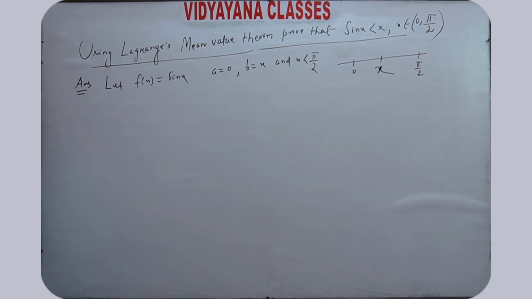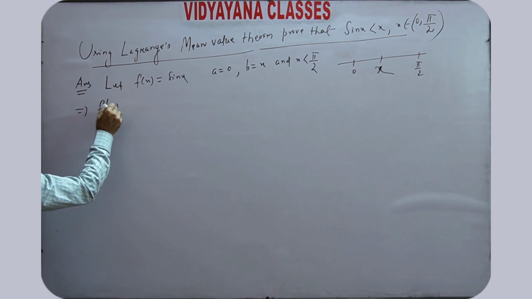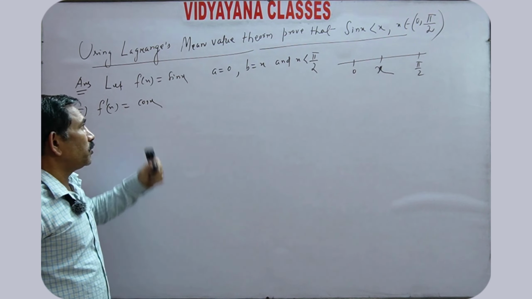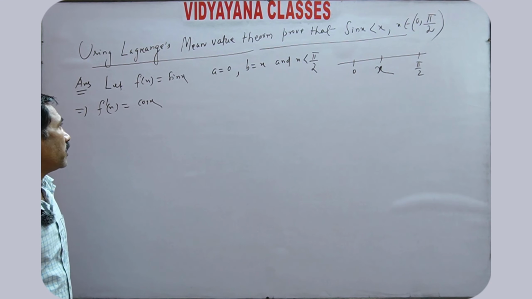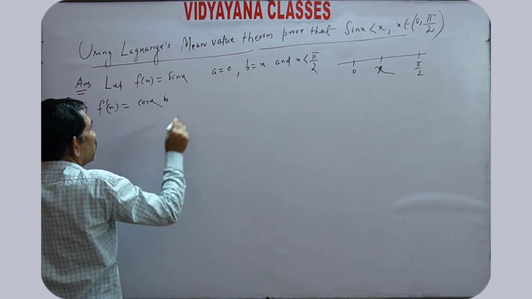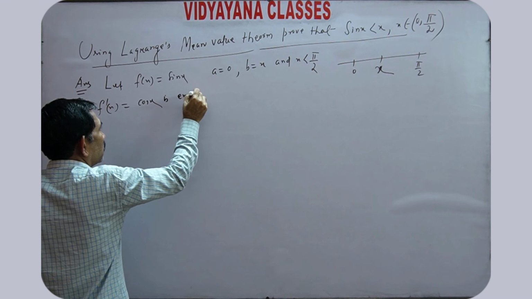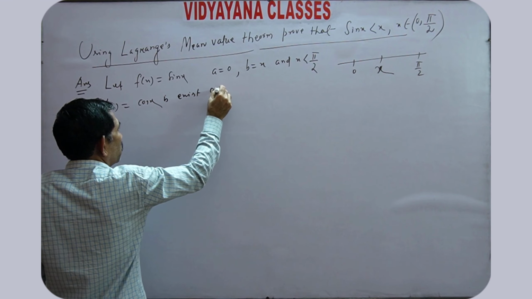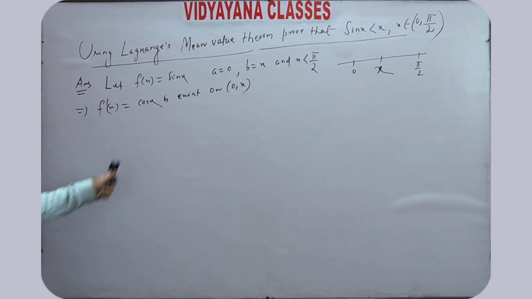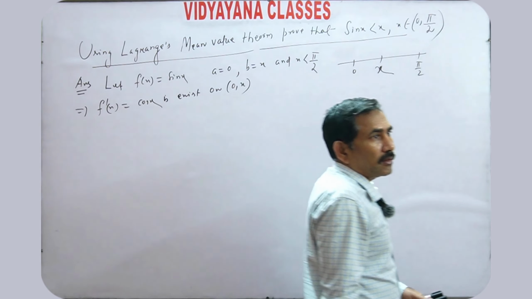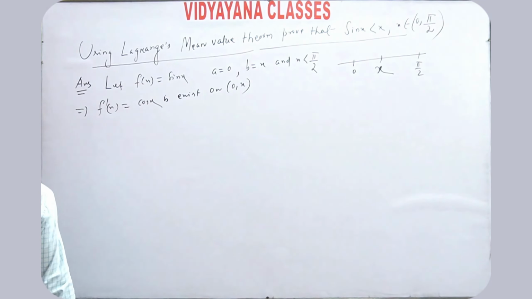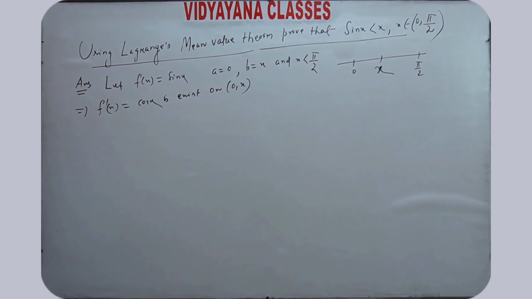Differentiating both the sides with respect to x, f dash x is equal to cos x, where x is less than pi by 2 and greater than 0. It exists on open bracket (0, x). Clear? Cos x is continuous on 0 to pi by 2. So f dash x equal cos x exists on open bracket (0, x).